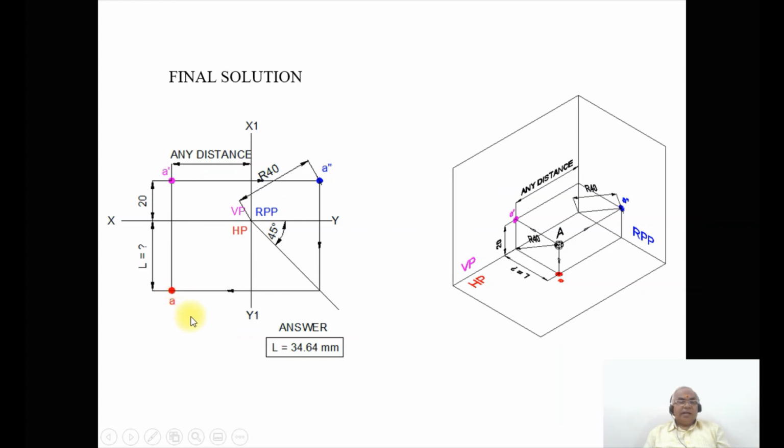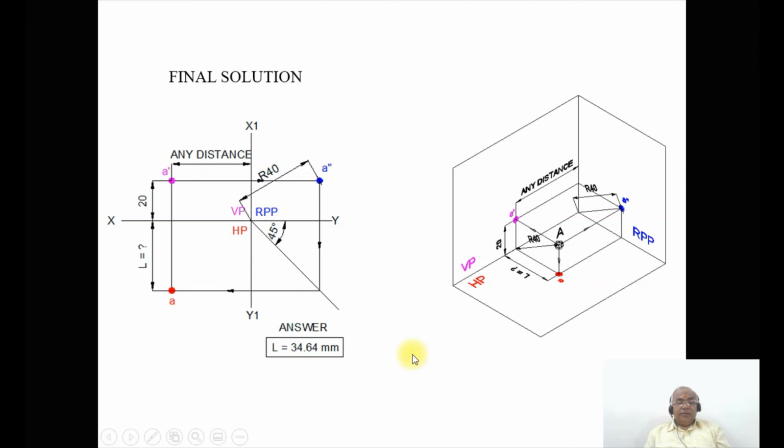And you mark this point as small a and show the directions of projection and show this dimension of 45 degree. Then from here to here, if you measure by using the scale, the length is going to be 35 mm. The distance from VP will be L is equal to 35 mm when you are doing it in sketchbook. But when you are doing it in computer, both in SolidWorks as well as AutoCAD, you will get the distance up to the second decimal point, which is 34.64 mm.